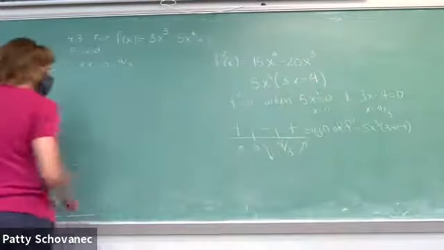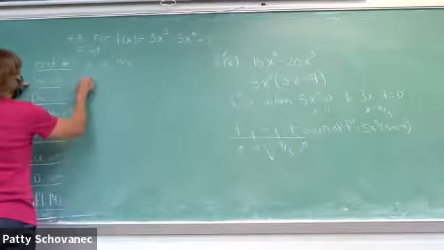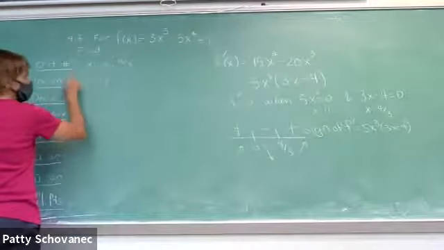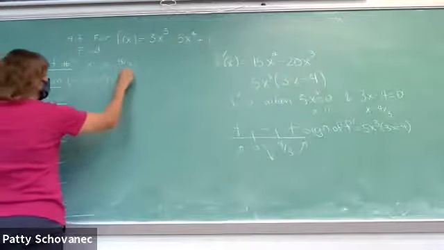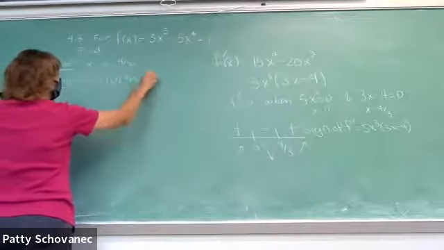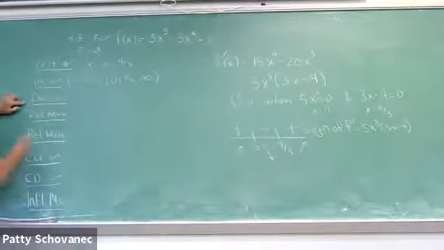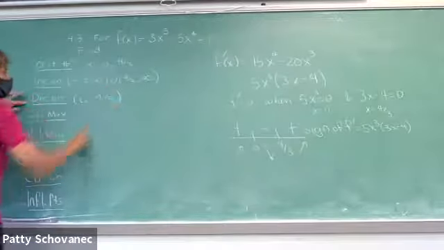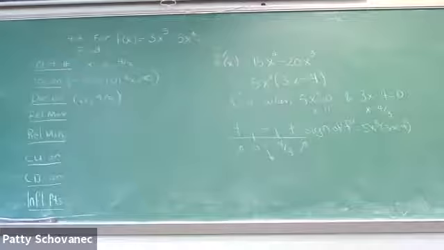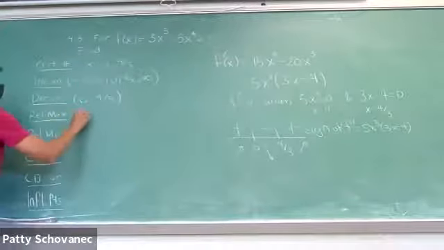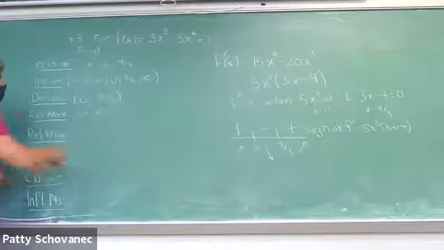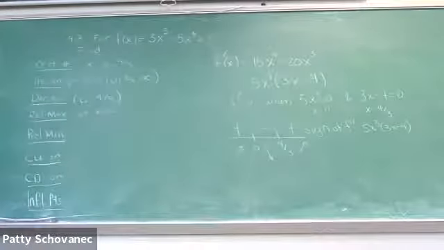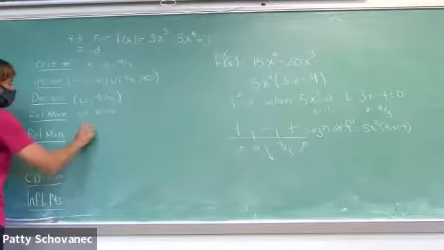So we write the increasing as minus infinity to 0 and 4 thirds to infinity. We write the decreasing as 0 to 4 thirds. It's like this around 0, so that means x is 0 gives you the relative max. It goes like that around 4 thirds, so 4 thirds gives you the min.